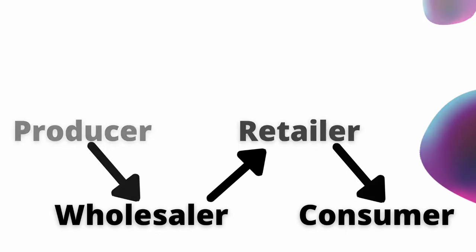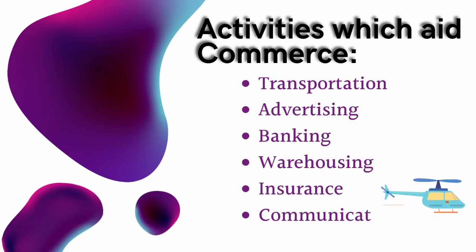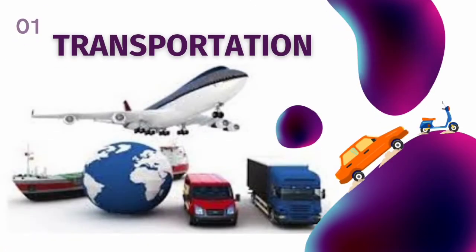Now let's talk about the aids to trade. We made mention of some of them, and first we'll talk about transportation as an aid to trade. Transportation is the movement of raw materials, finished goods, and individuals from one place to another. After the producers produce goods, transportation is needed to move those goods to the place where they are needed, especially to the marketplaces from the producer's factory. So transportation helps to aid trade.